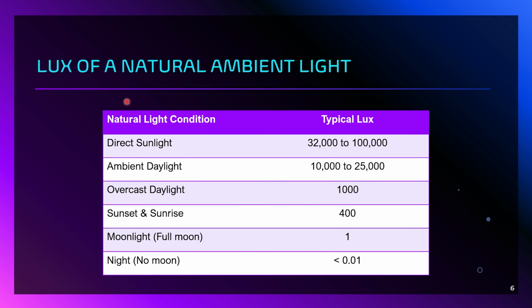Now we can learn the lux of natural ambient light. In this table, we show the lux of direct sunlight, ambient daylight, sunset, sunrise, moonlight, night, and so on. So we'll get to know how much lux each natural ambient light produces on a subject.